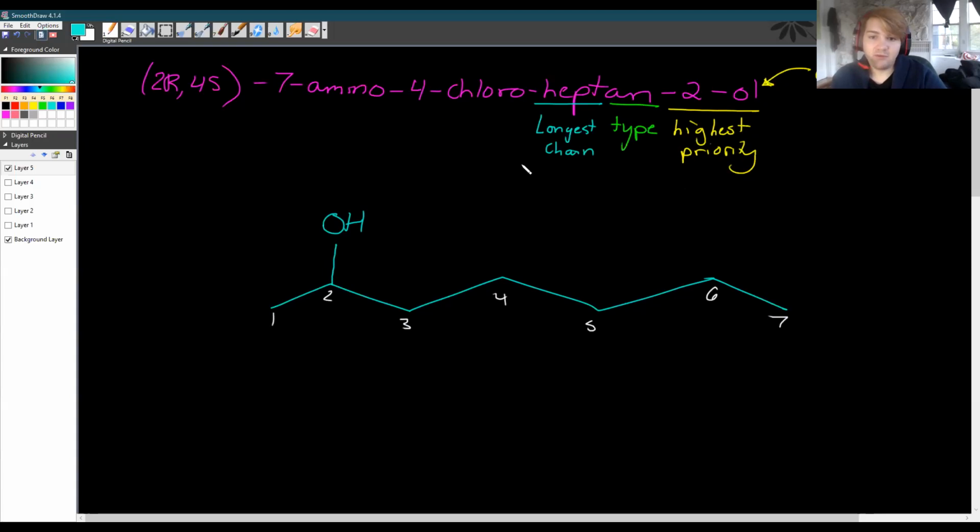What else do I have? Well, I finished the end of my molecule, so now I can go on to the middle of my molecule, and I see a 4-chloro. So obviously these are all substituents. And what do I have? I have on carbon 4 a chlorine, and on carbon 7 I have an amino group, which is just a nice old NH2.